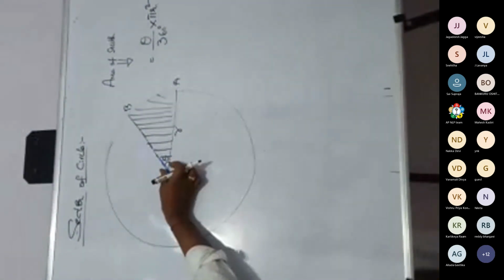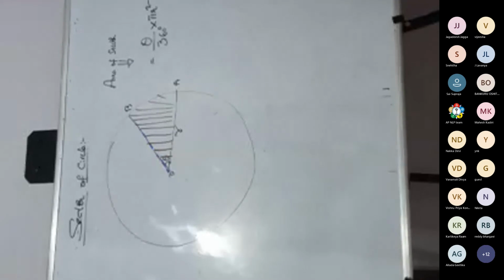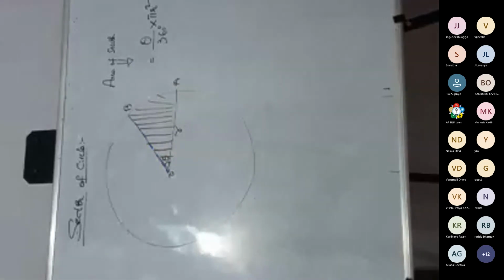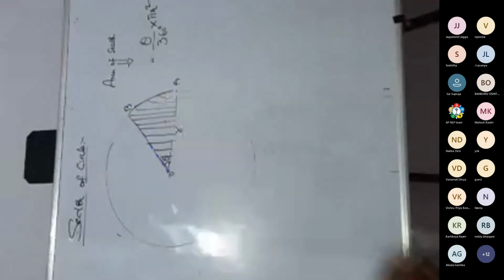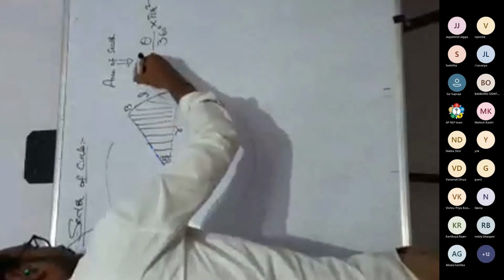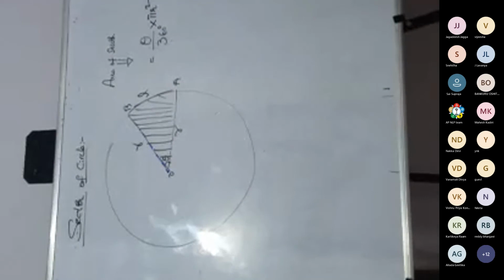Suppose if theta decreases, the area of the sector also decreases. Suppose if theta increases, the area of the sector also increases. Indirectly, the area of the shaded part. This is called the circumference of this sector; we can take it as L. This is also R now, center of the circle to point on the circle, we can call it R. Area of the sector is theta by 360 into pi r square.